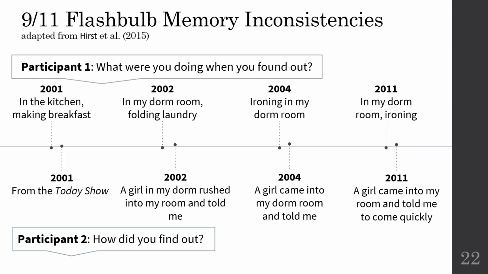And then a year later, they claimed that they were in their dorm room folding laundry. And then a few years later, they were ironing in their dorm room, and then, again, in their dorm room, ironing. So you can see that pretty early on, those memories might change, and then they stay consistent over time. The same thing happens with participant 2. How did they find out? Early on, they said from the Today Show. A year later, they said some girl in their dorm rushed in and told them. Then in 2004, a girl came into my room. In 2011, a girl came into my room. So early on, those memories are formed, but they might change.